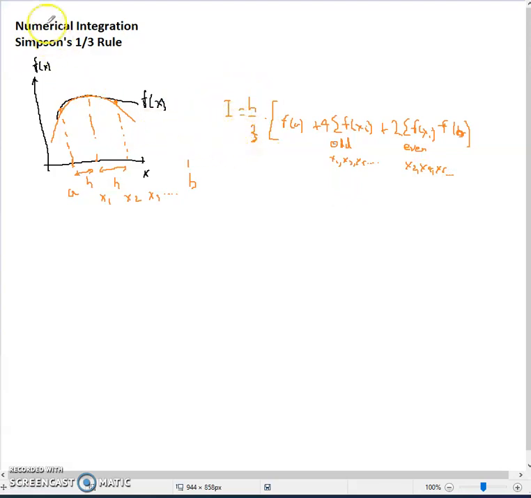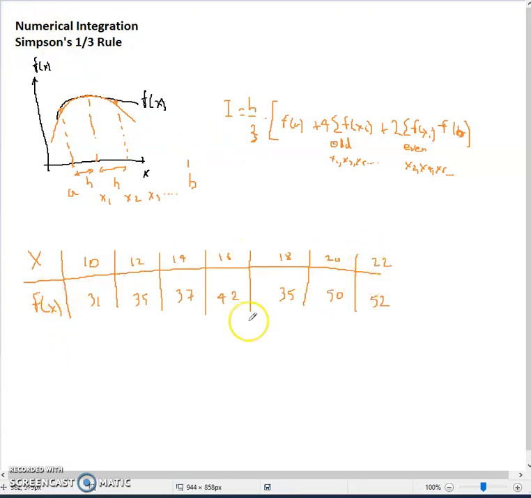Let's look at an example. Let's assume that we have these points here. X is the independent variable and f of x the dependent variable. The first x we called it a, the last x we called it b, and of course this will be x1, x2, x3, x4, and x5. Notice that I have an odd number of points, 1, 2, 3, 4, 5, 6, 7, or an even number of intervals, 1, 2, 3, 4, 5, 6.